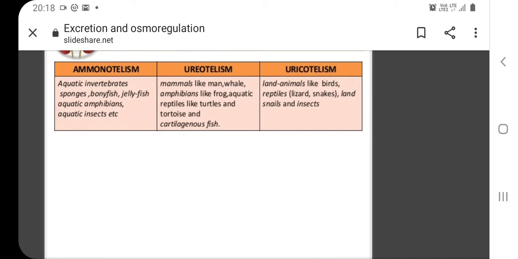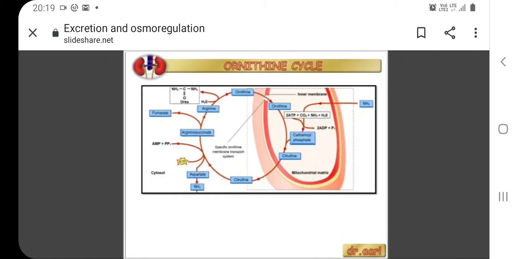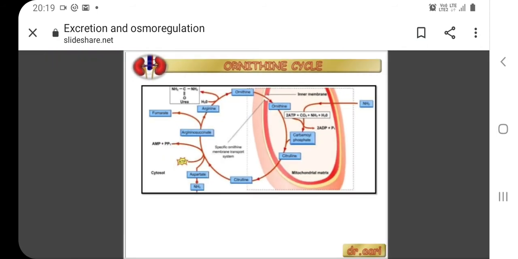Aquatic animals generally are ammonotelic. The mammals like man, amphibians, reptiles, and tortoise are ureotelic. Uricotelic are land animals like birds, reptiles, snails, and insects. We will discuss the ornithine cycle later.